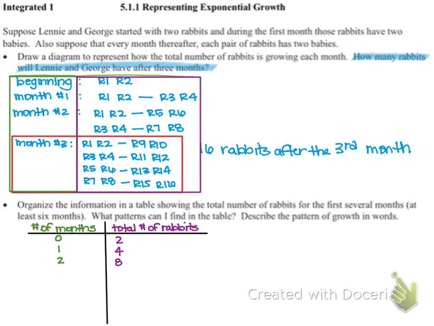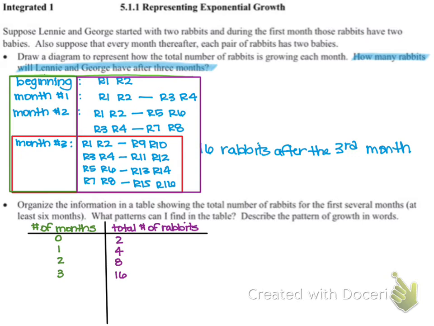Then month 3, oh, I could have just highlighted my answer. I had 16 rabbits. So month 3, that's 16 rabbits. Okay, let's take a look at this. I'm going to take a look at the total number of rabbits, and see if I can figure out what's happening here, like how this is growing.